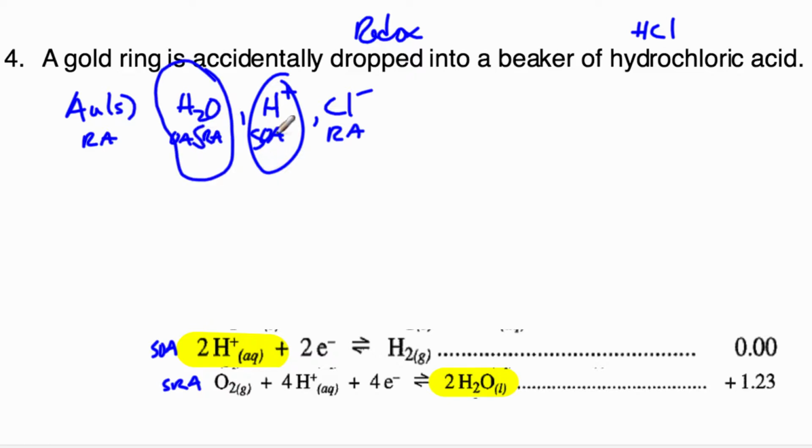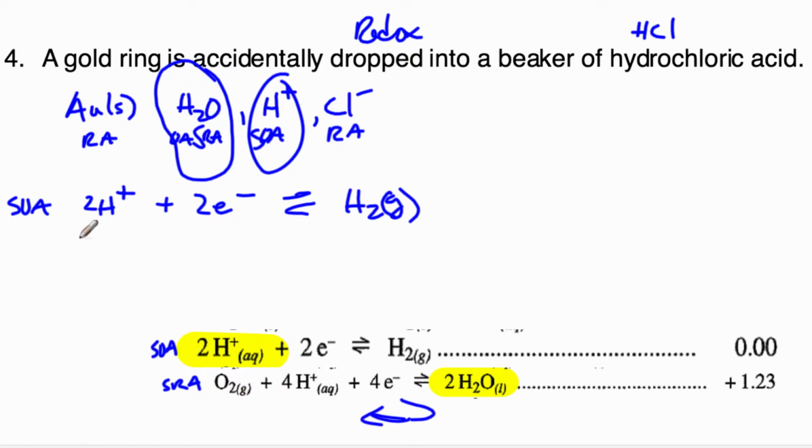Okay, so now my SOA is this. I'm going to write that equation down. So 2H plus 2 electrons is in equilibrium with hydrogen gas. That's my SOA reaction. And then my SRA, I got to flip it around, right? So I put 2H2O on this side, in equilibrium with O2 plus 4 hydrogen ions plus 4 electrons.